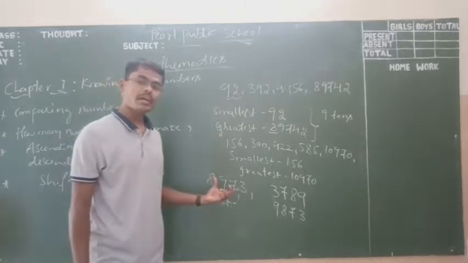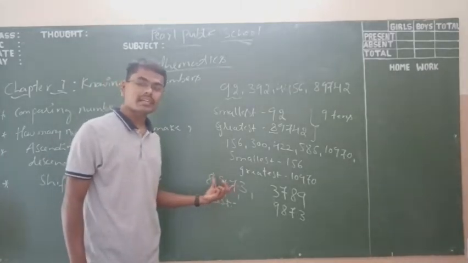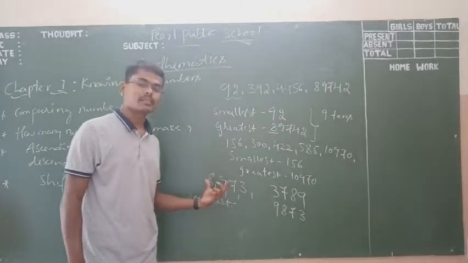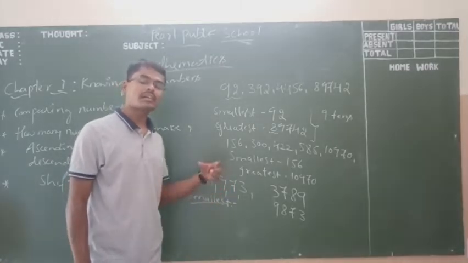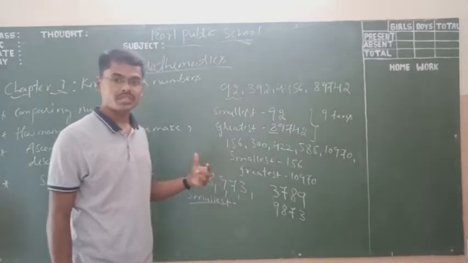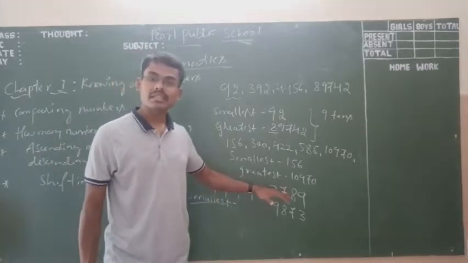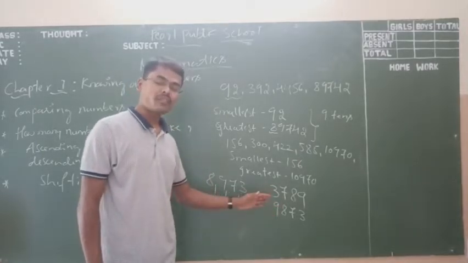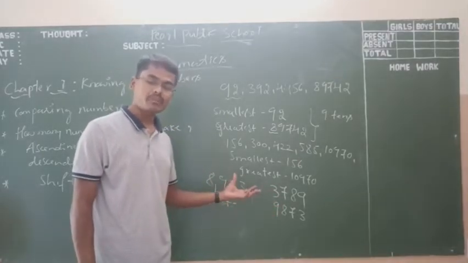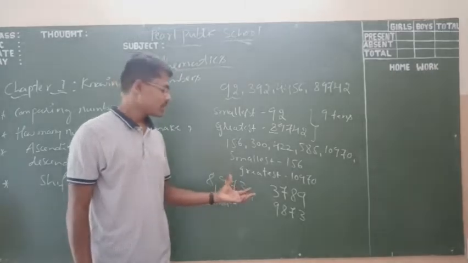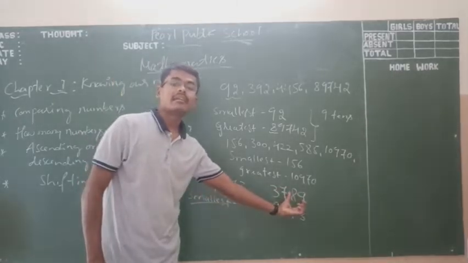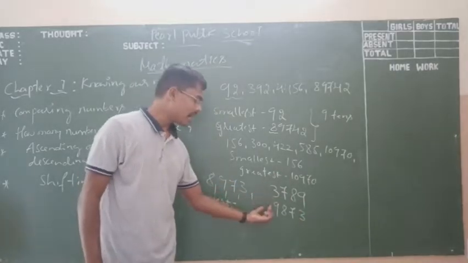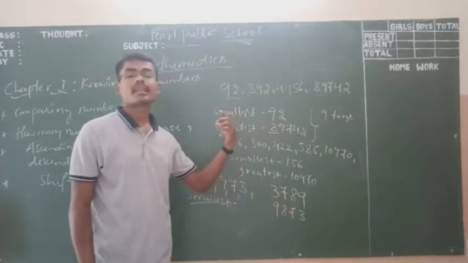Just compare here: 8, 9, 7, 3 is the initial one, those are the given numbers. By taking these numbers, I rearranged them without any repetition, and I got the smallest as well as the greatest number. Look at this. Can we find any repetition? No. Right? 3, 7, 8, 9 becomes the smallest number and 9, 8, 7, 3 becomes the greatest number.